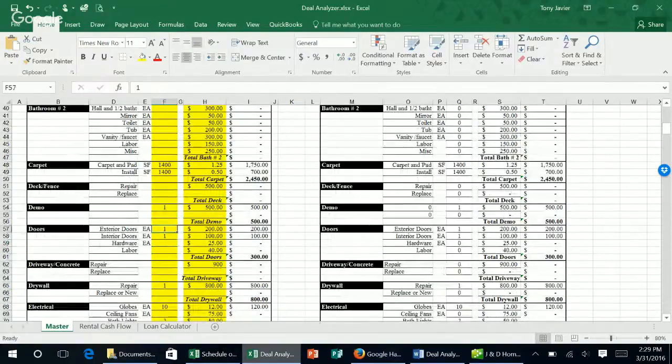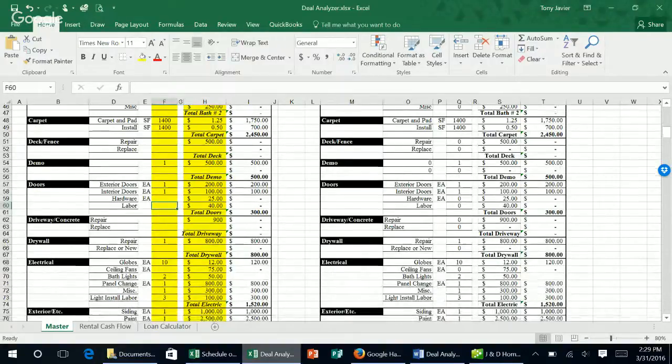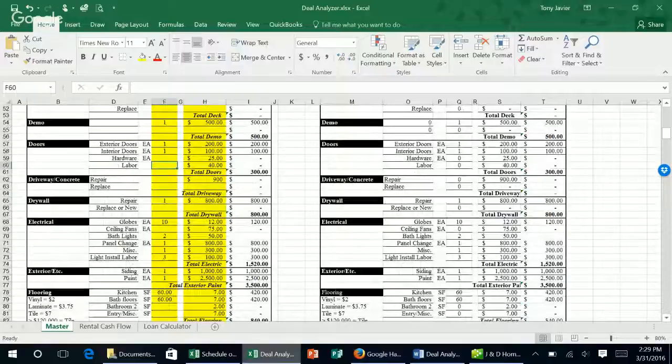All right, so we know exterior doors cost about $200 to buy and to put in. Interior doors are about $100. And then if you just want to price the materials here and then do the labor separately, you can do that. And go down to the driveway. If you want to repair or replace the driveway, you can. Got a place for that there.